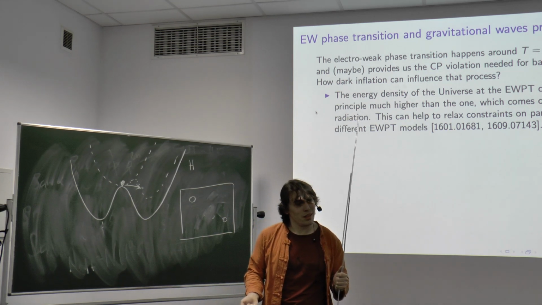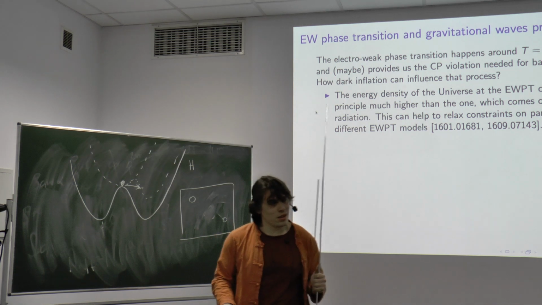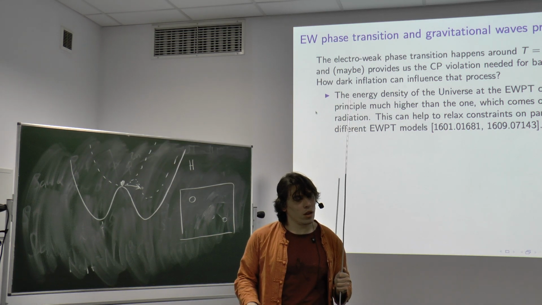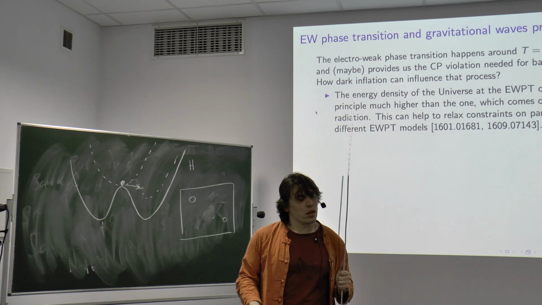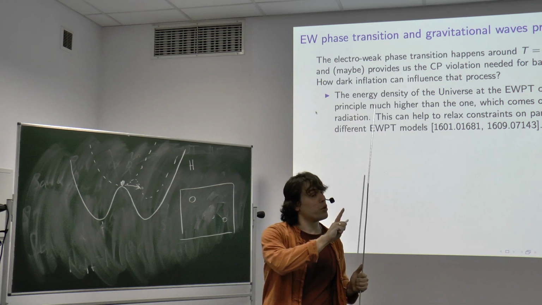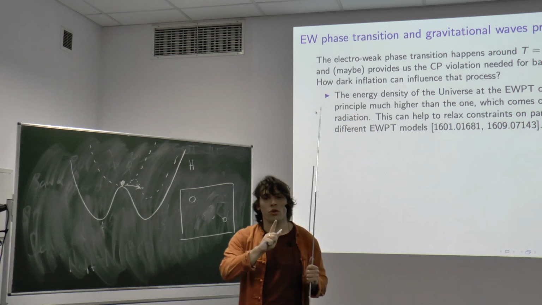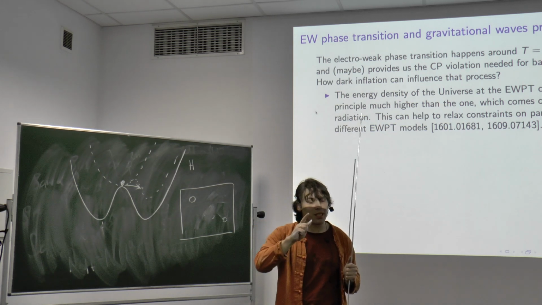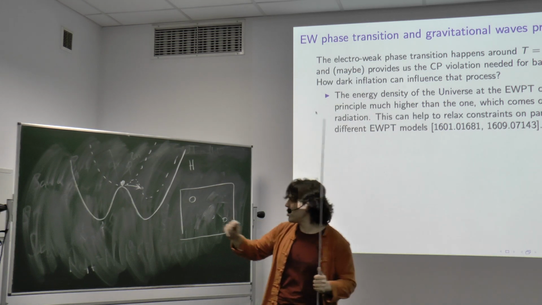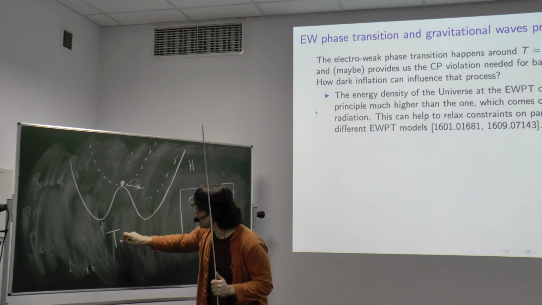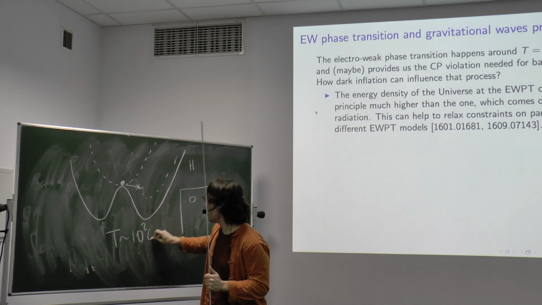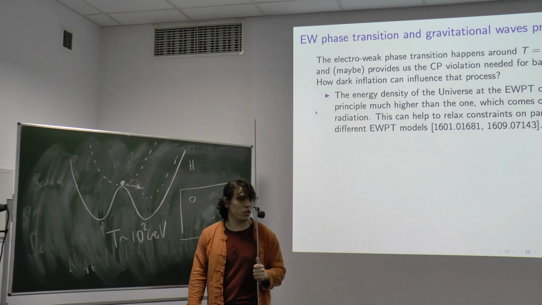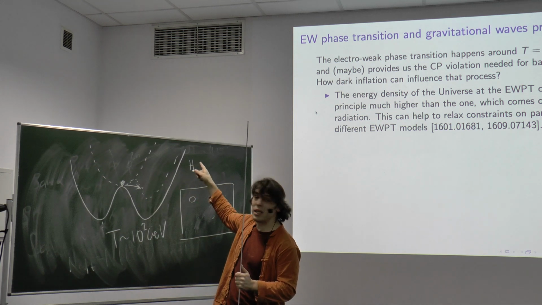But then, if the temperature drops, you have a higher probability to go over this barrier, not tunneling, by just conventional... No, it's not that temperature drops. Temperature drops quickly, but it's not higher anyhow. The temperature of the transition is always the same, always 10 to 2 GeV. The Hubble parameter may be much bigger.